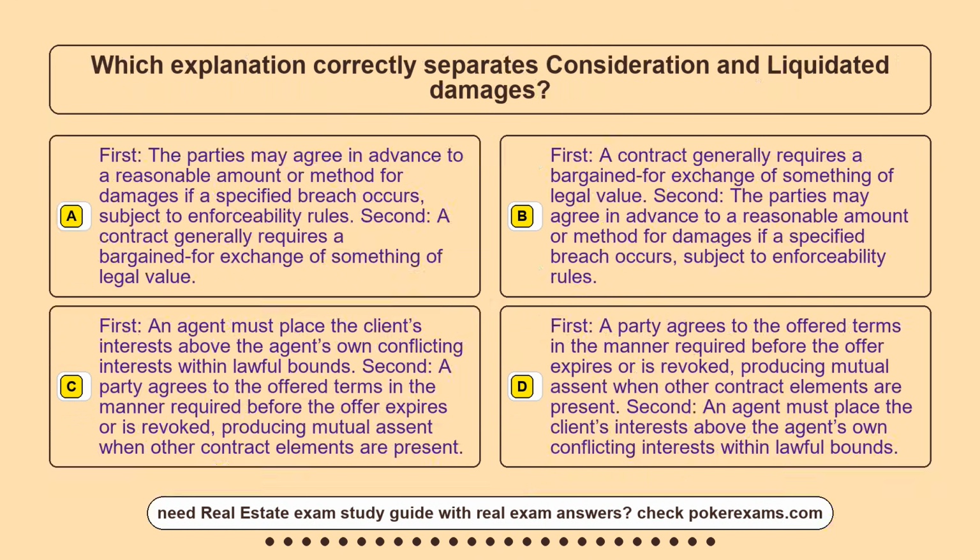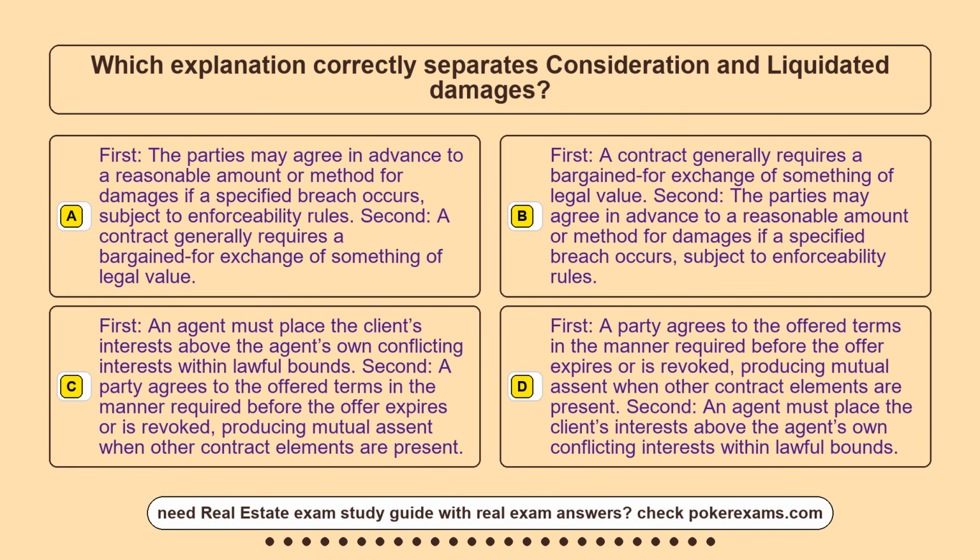Question 25. Which explanation correctly separates consideration and liquidated damages? Option A. First, the parties may agree in advance to a reasonable amount or method for damages if a specified breach occurs, subject to enforceability rules. Second, a contract generally requires a bargained-for exchange of something of legal value. Option B. First, a contract generally requires a bargained-for exchange of something of legal value. Second, the parties may agree in advance to a reasonable amount or method for damages if a specified breach occurs, subject to enforceability rules. Option C.